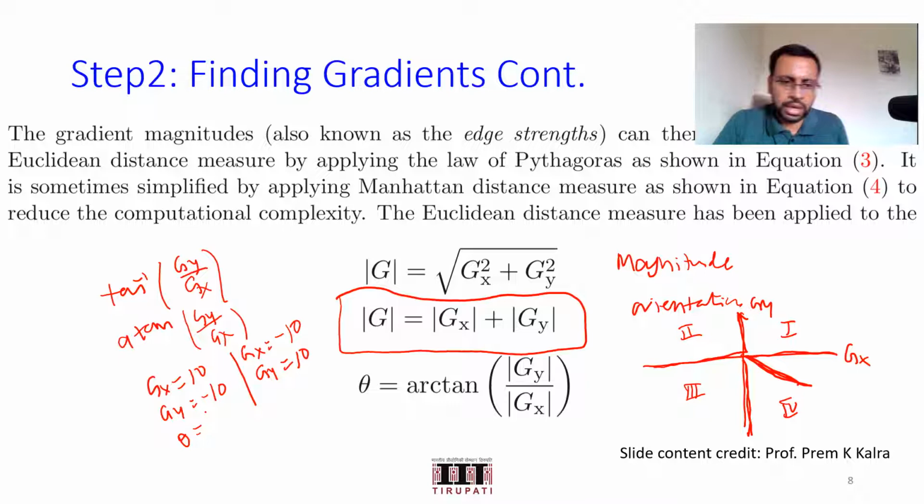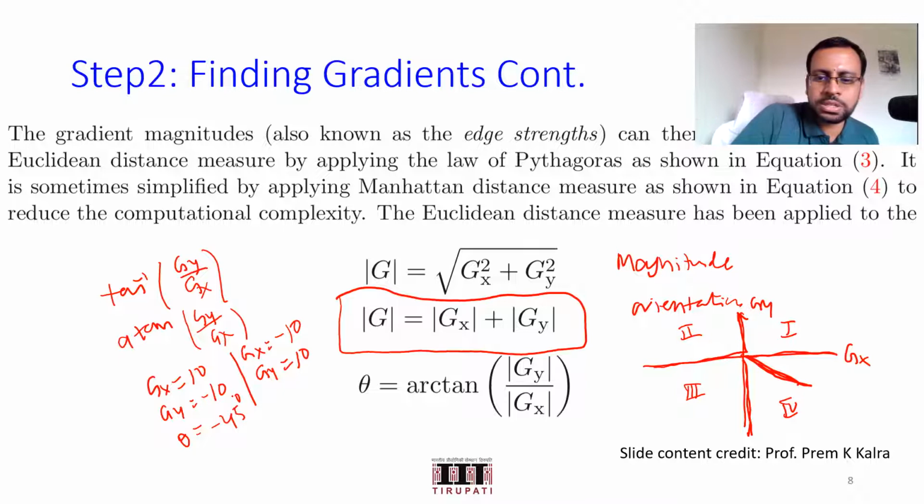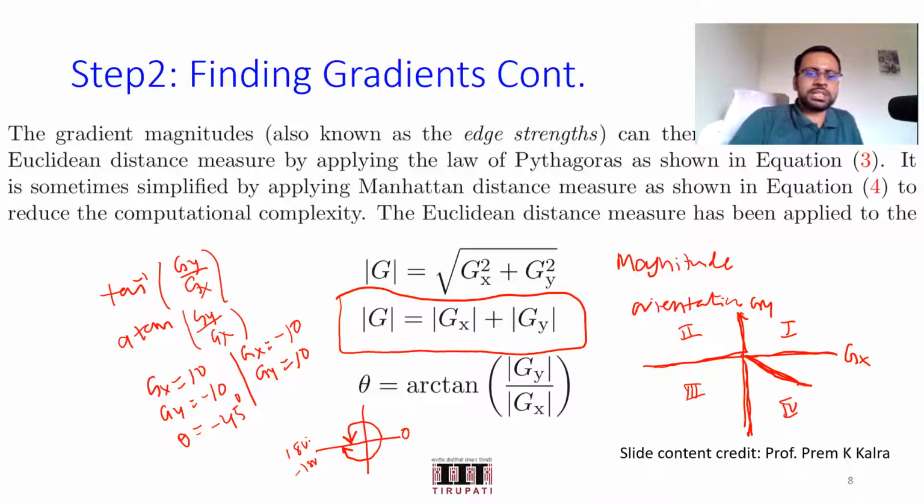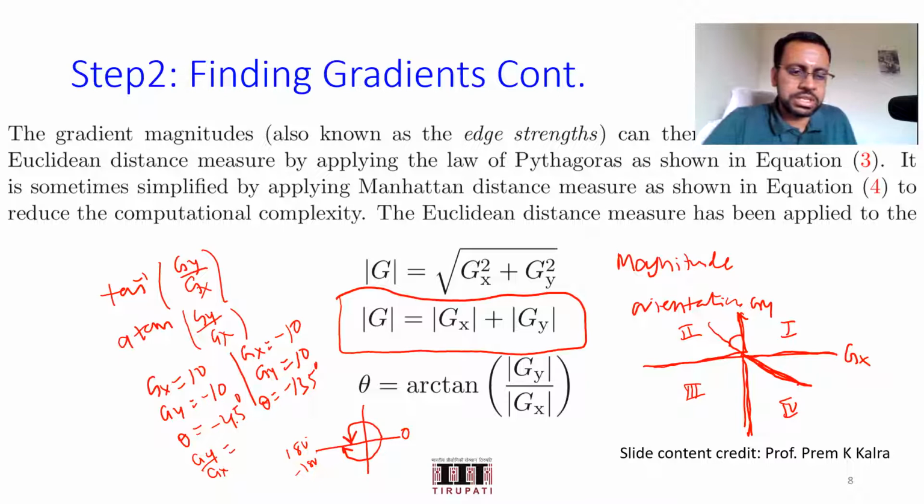Very good. Then what about the other one? Same minus 45. Is it so? Look at that graph and tell me. Gx equal to minus 10 and gy equal to 10. So minus 45 means the kind of 135. Yes, right. For example, 0 to 180 probably you are considering, or 0 to minus 180 or something like that. So this is equal to minus 135. This angle is 90 plus 45. So theta equal to minus 135. But what is the value of gy by gx in both cases? Minus 1. So can it distinguish and give you minus 45 for one and minus 135 for the other?